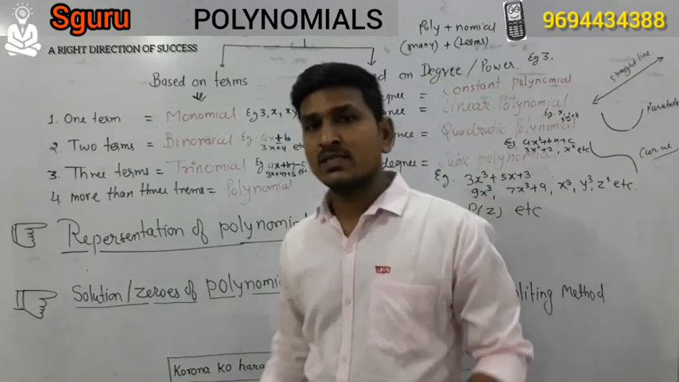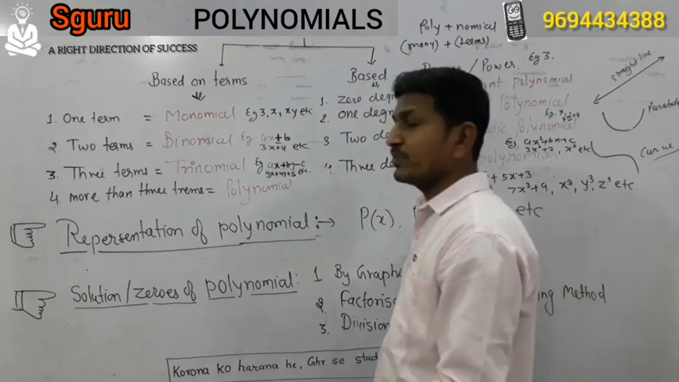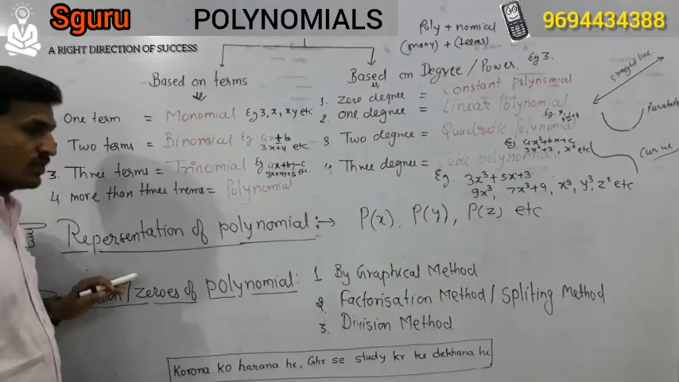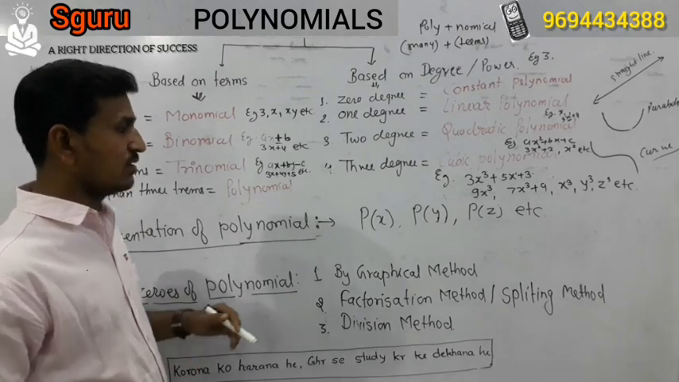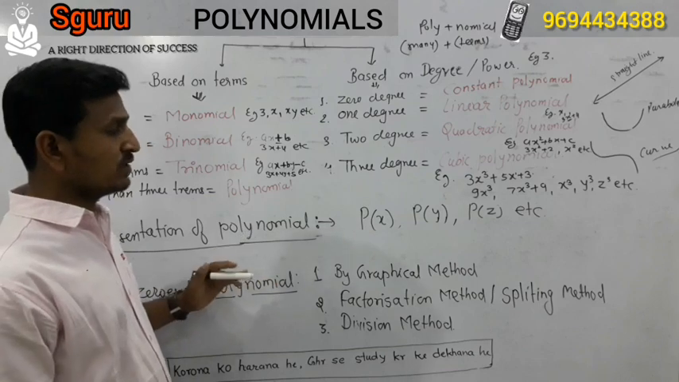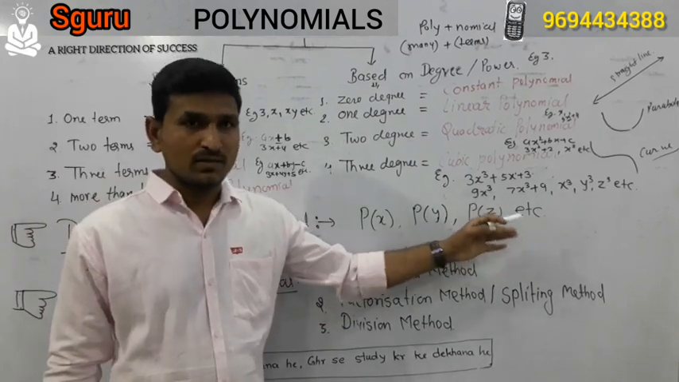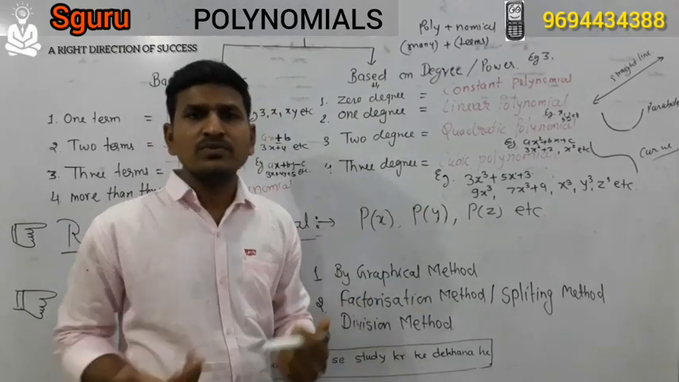Okay, our next topic is representation of polynomial. How can we represent a polynomial? एक polynomial को कैसे represent किया जा सकता है, ठीक है? Then here we can represent the polynomial as px, py, pz, etc. यहाँ हम polynomial को px, py, pz इनसे represent कर सकते हैं. Okay?